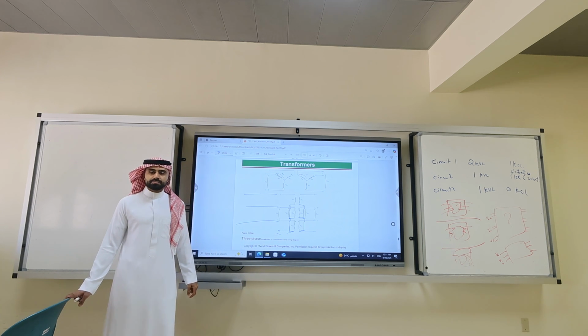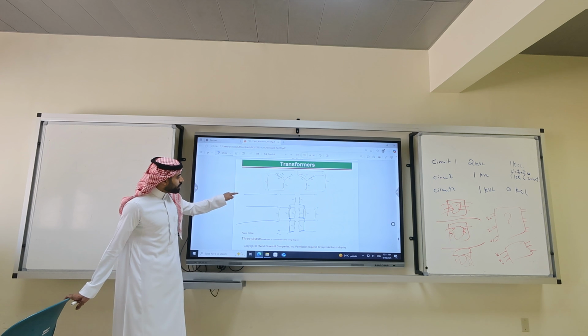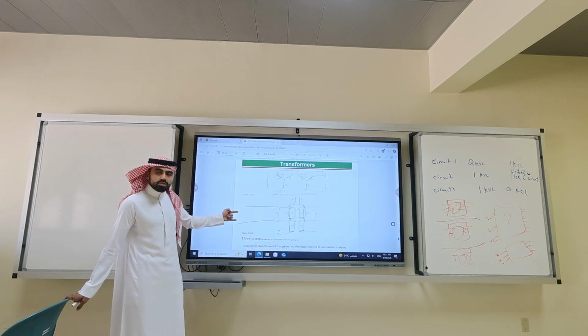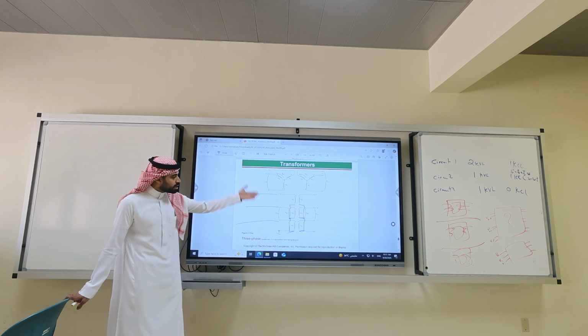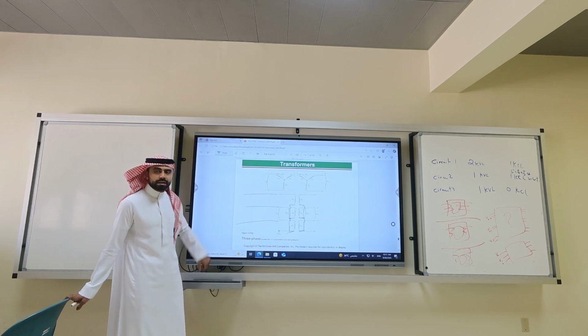Get it? So that's why we love line to line. Do you understand now why we love line to line? Because if you connect the transformer, you still have access to the line.